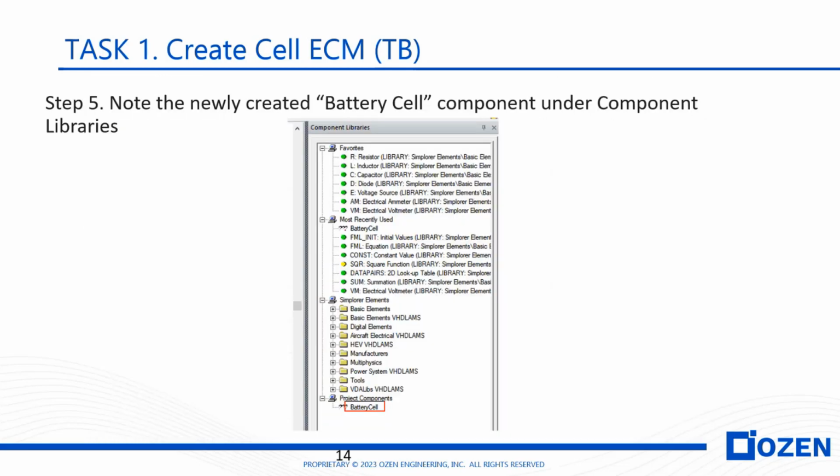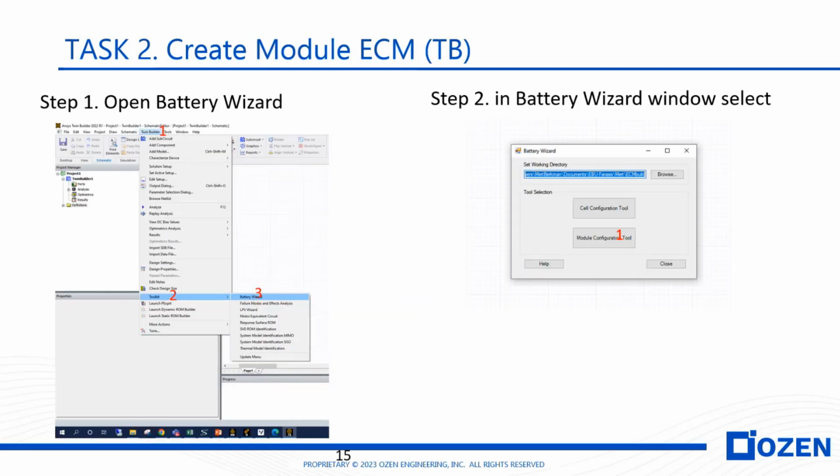Next step, in the component libraries window, which is to the left side of the TwinBuilder, we are going to see a new component, which we call battery cell, ready for use. Next step, now that we have defined our cell module, we're going to move from cell to our battery module.